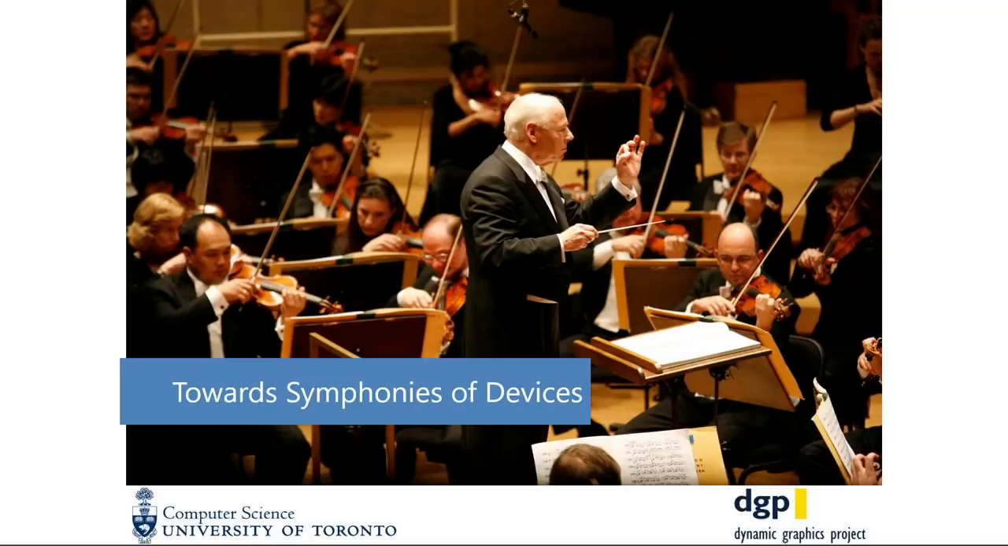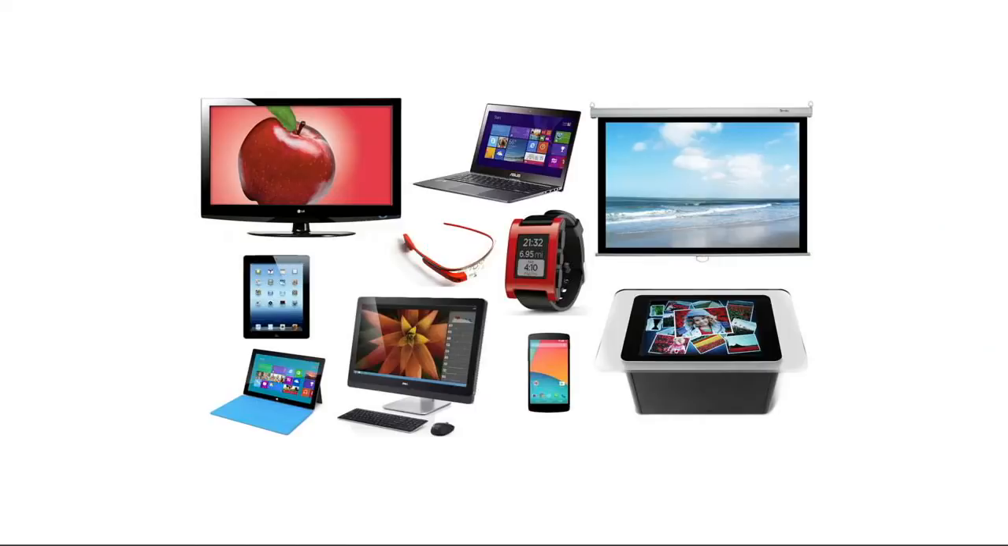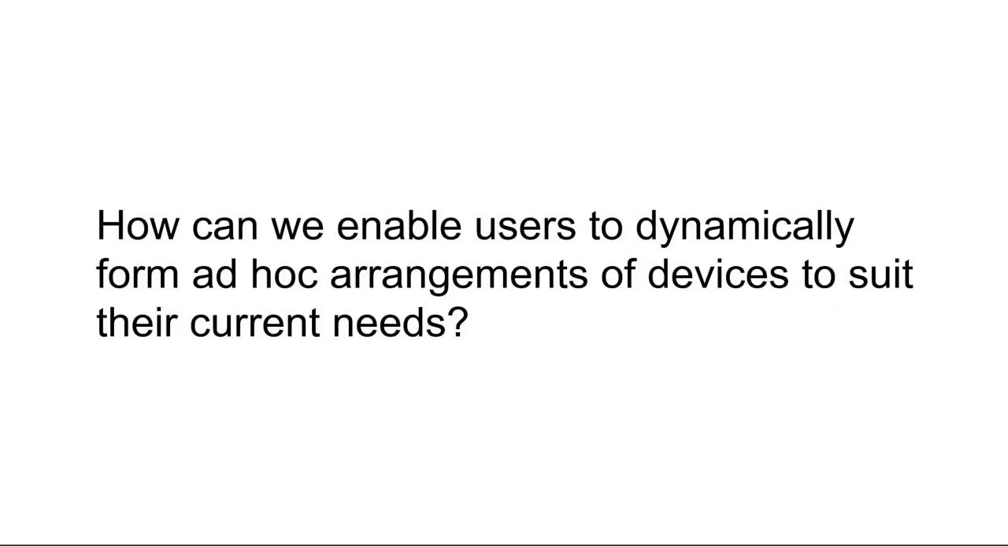But if you think about what are all of the technologies that people have available to them, and I'm realizing I should update this slide because this is the version of the talk I gave a few years ago. So, you know, smartwatches don't look like that anymore. And your Surface tables don't look like that anymore. But, you know, lots of screens available to us, right? And what we're interested in looking at is enabling people and answering this question, how can we enable users to dynamically form ad hoc arrangements of devices to suit their current needs?